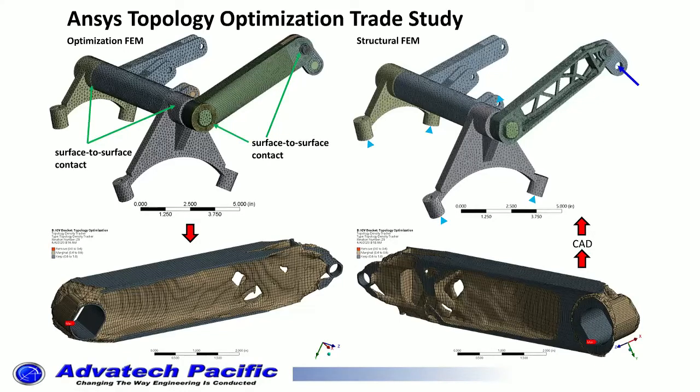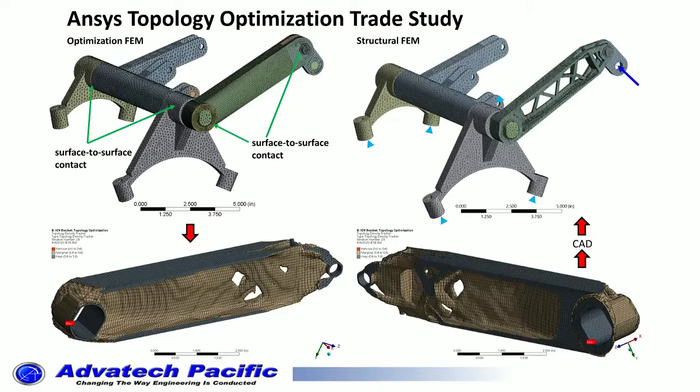For those who haven't done an optimization analysis before, I'll just go through the basic steps here really quickly. To start with, you create your model just like you would any structural model. You go through meshing, defining your contacts, setting up your materials, defining your loads and boundary conditions. From there, you get into the specific steps of the optimization.